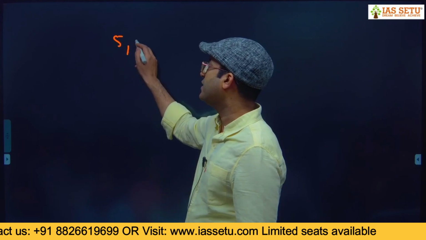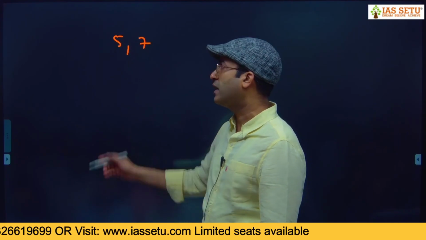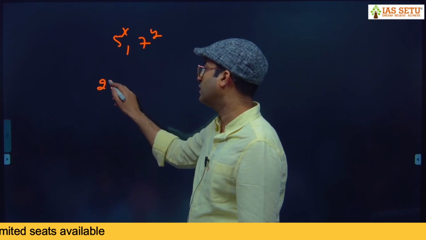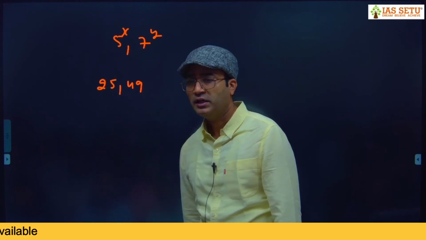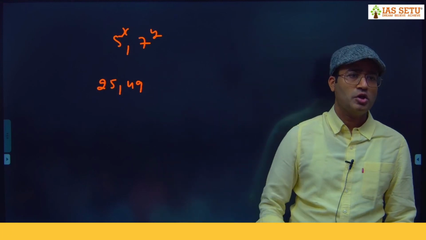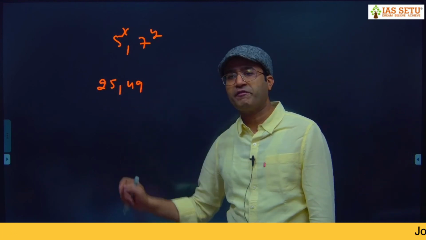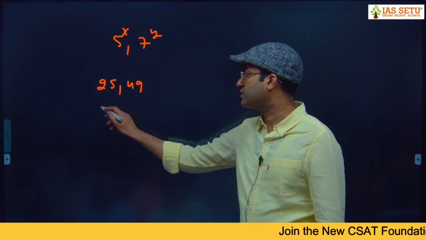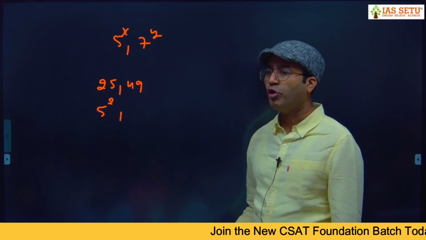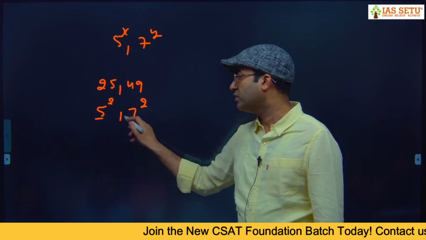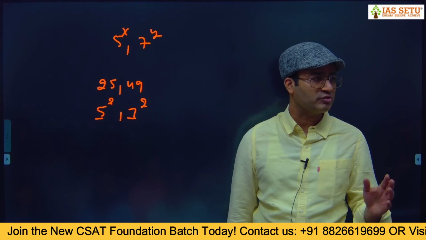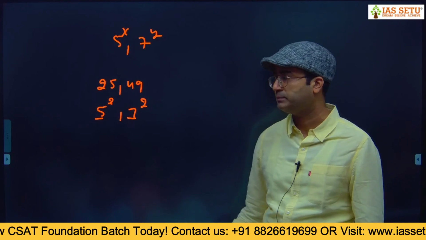Similarly, if 5 and 7 are co-prime, then 5 to the power x has to be co-prime to 7 to the power y. If I ask whether 25 and 49 are co-prime, yes or no: one method is you take all the factors, but that will be time consuming. You know 25 is nothing but 5 square, and 49 is nothing but 7 square. If these bases are co-prime, any of their powers have to be co-prime. 5 square is co-prime to 7 square.